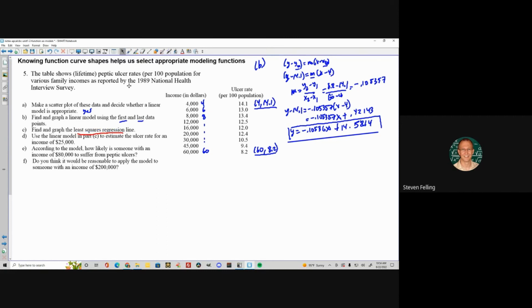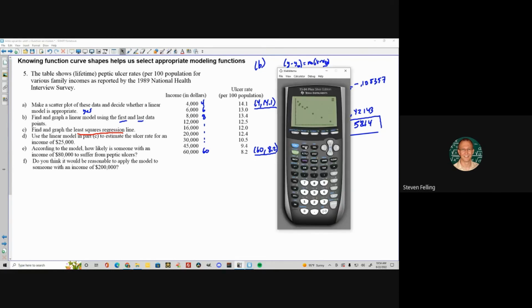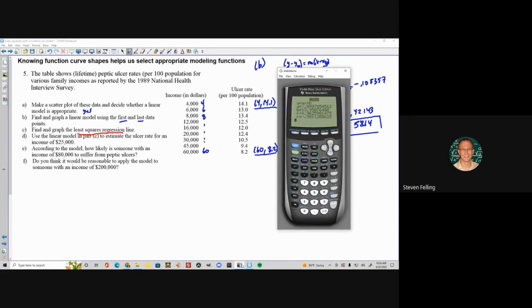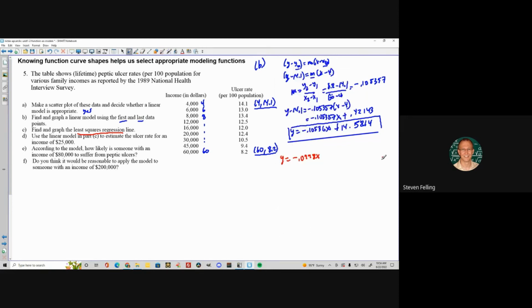So for this one, we can run linear regression by going to stat, over here to calculations, linear regression number 4, list 1, list 2, and let's put the result in y1. So their slope is negative 0.0998, so negative 0.0998 times x, and their y-intercept constant is 13.951 approximately, plus 13.951. A little bit different than what we got when we fit the line to just the endpoints.